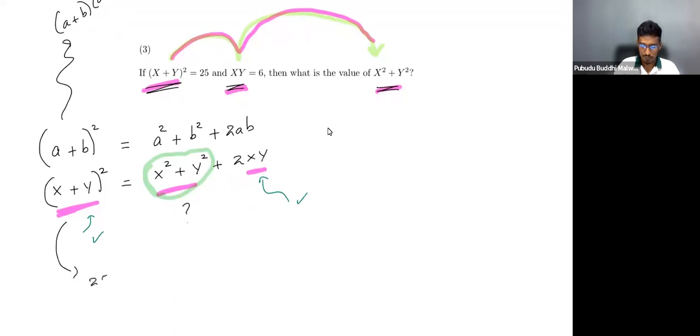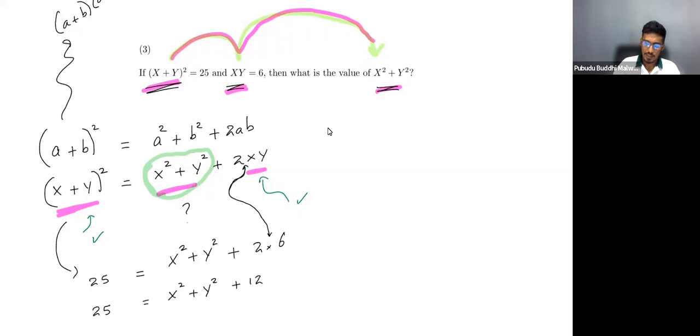25 here. x squared plus y squared, that's the unknown value. Unknown value plus 2 times this xy, which equals 6, because there's a multiplication sign between 2 and xy, right? So that multiplication sign, yeah, I put that. Then 25 equals x squared plus y squared plus 12.